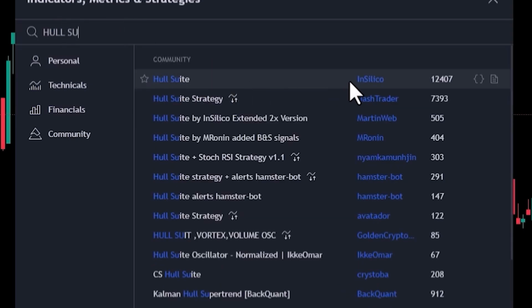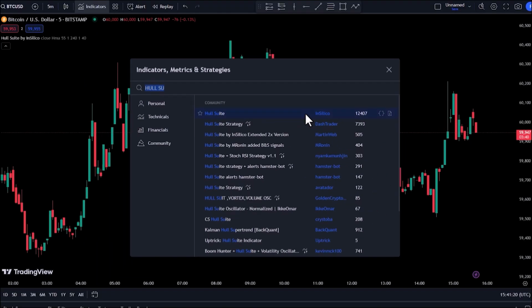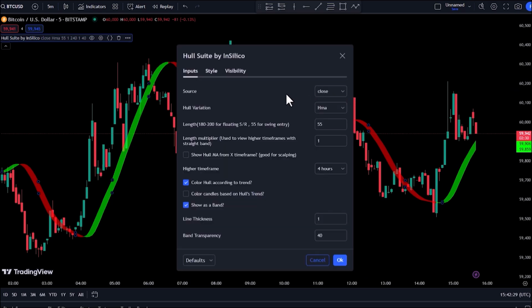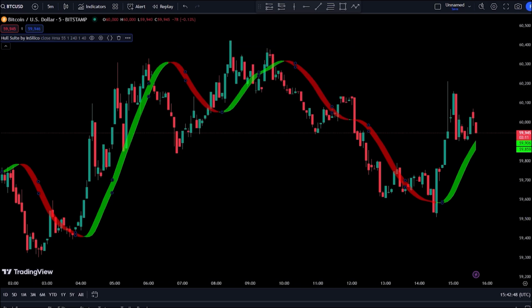This indicator is written by InSilico. As you can see, we have two ribbons. One of them is green, which shows a bullish market, and another one is red, which shows us a bearish market. The important point of this strategy and this indicator is that we don't change any items of the default settings of this indicator.